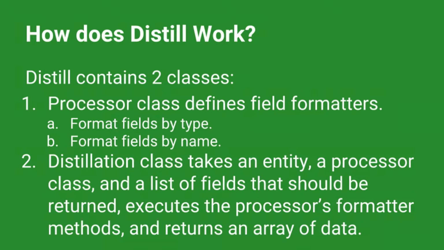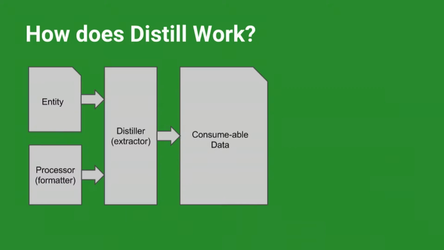And once you have a processor class, the distillation class takes an entity and a processor and a list of fields that it should return and get out of that entity, and then it just gives you an array of consumable data. It's really actually pretty simple. I'll show you some code examples here in a bit.